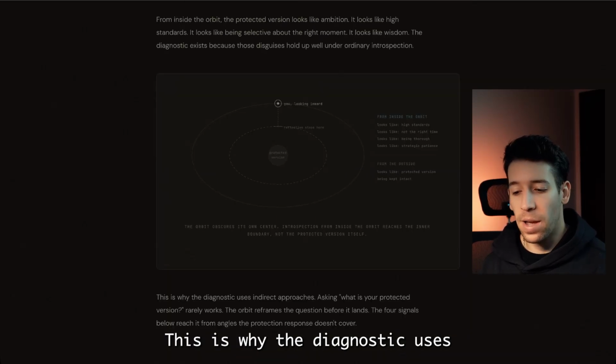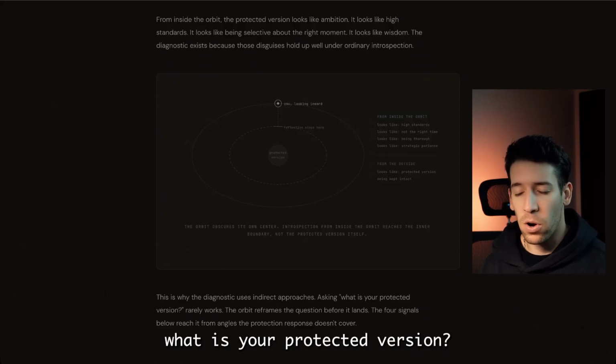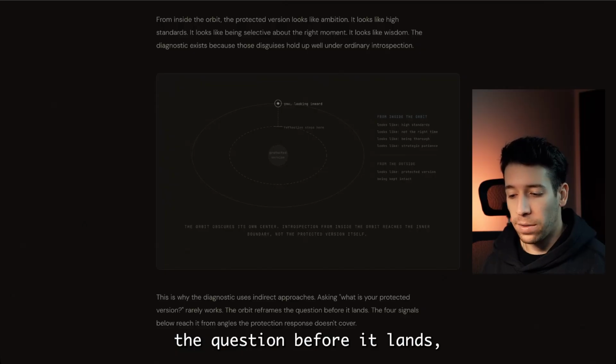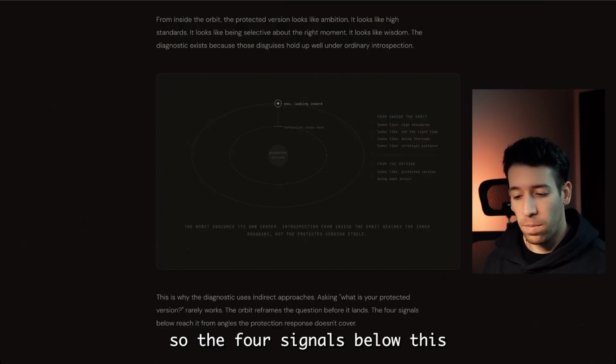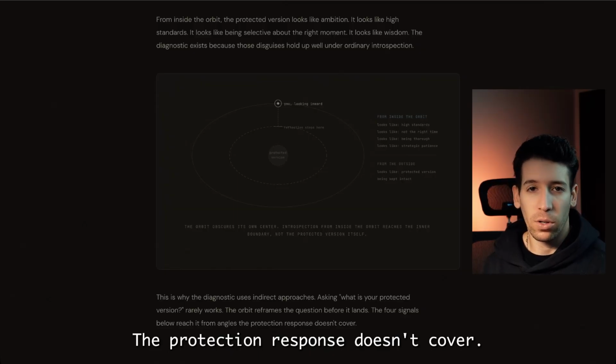This is why the diagnostic uses indirect approaches. Asking what is your protected version rarely works. The orbit reframes the question before it lands. So the signals below reach it from angles the protection response doesn't cover.